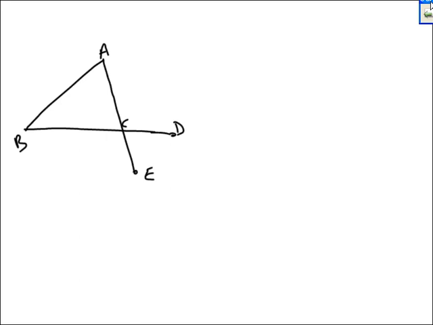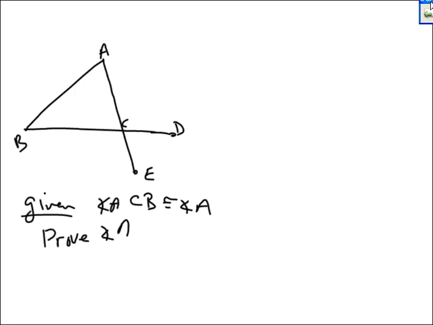Okay. Suppose you have this picture, and it's labeled A, B, C, D, and E. You are given some information: you are given that angle ACB is congruent to angle A. And you are immediately asked to prove something, that angle A is congruent to angle DCE.